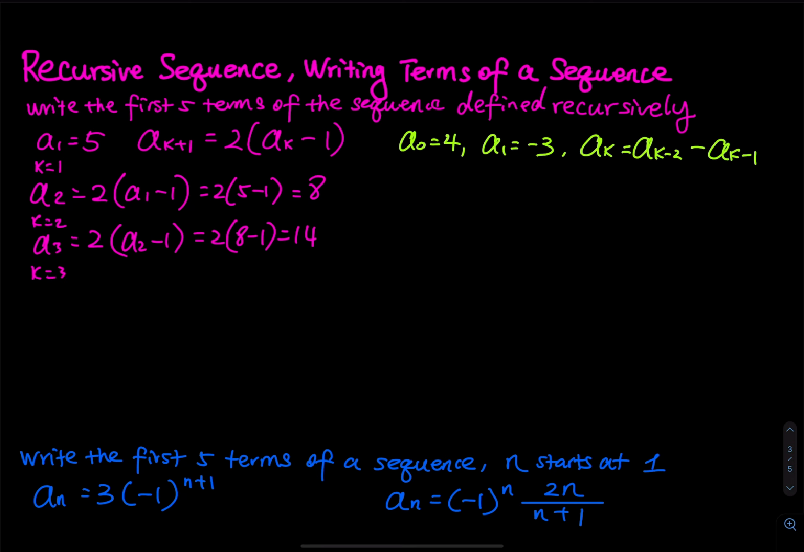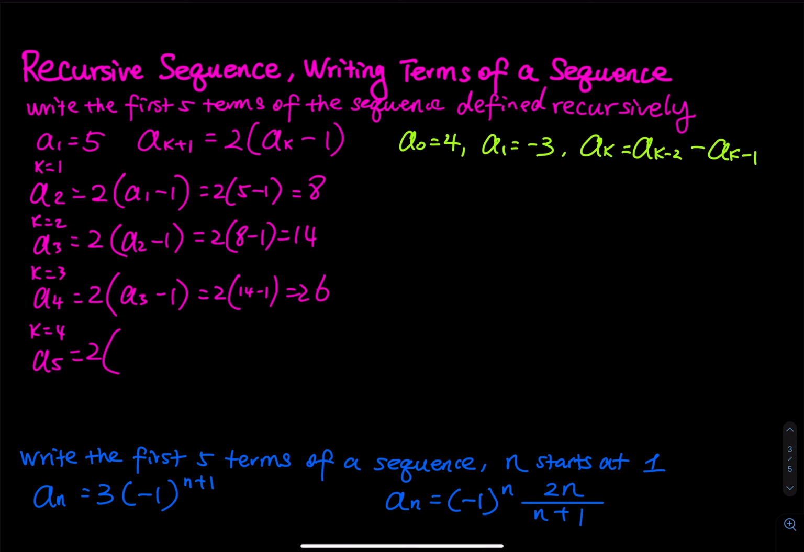And then k equals 3. So subscript 3 plus 1 is 4. We have a of 4 equal to 2 times a of k, which is a3, minus 1. 2 times 14 minus 1 is equal to 26. And then how about k equals 4? So k equals 4, we have a5, that is equal to 2 times a4 minus 1, which is 2 times the previous value, 26, minus 1, 2 times 25 is equal to 50. So we have a of 1, a of 2, 3, 4, and 5. So that is the first 5 terms.